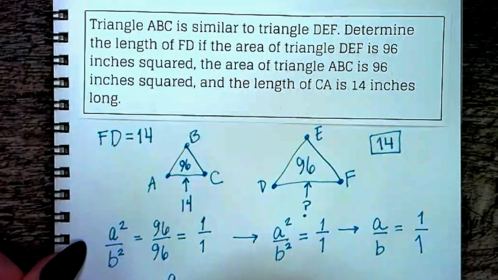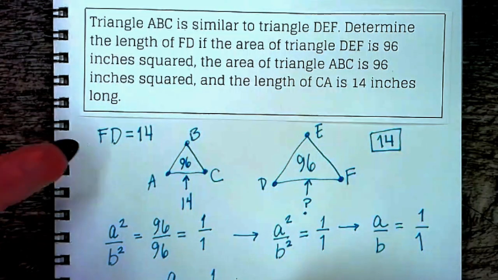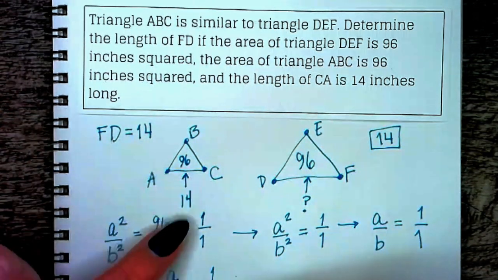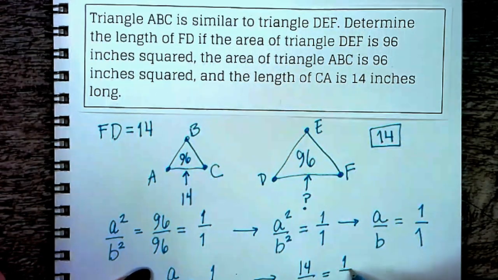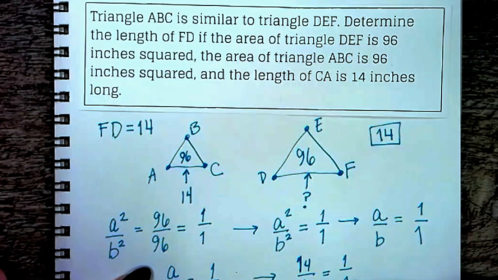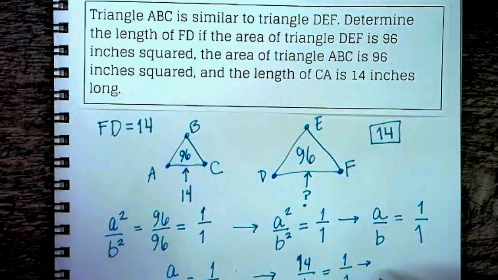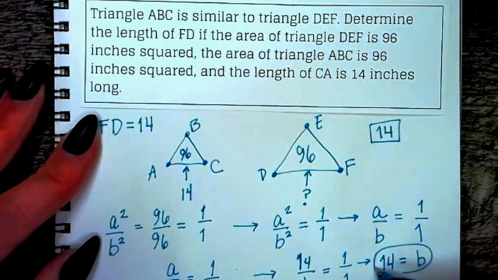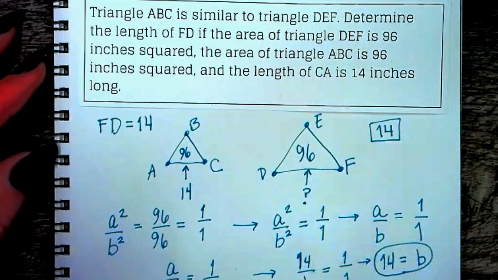Okay, so if A over B equals 1 over 1, and let's just say little a goes with this triangle and little b goes with this triangle, and we have a 14 with this guy, so 14 is to b as 1 is to 1. And again, this is totally not necessary, but the product of the extremes is equal to the product of the means. Here's my extremes, here's the means. Even if you mix them up, you still get the same answer. 14 times 1, 14. B times 1 is b. Little b is 14. This is representing the side length that we're looking for, 14.